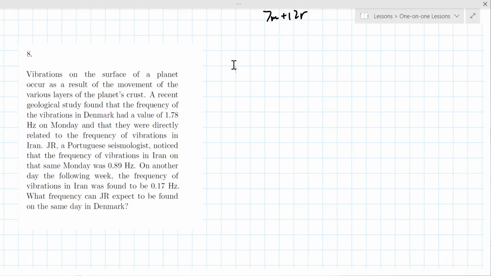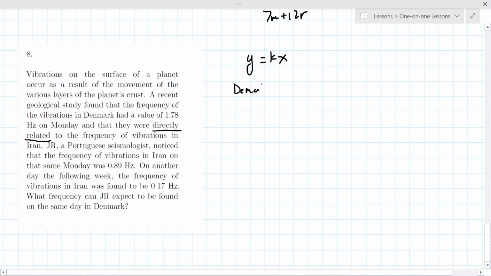How do you start this? The key word here is "directly related," and that's y equals kx. We can be more specific: it says Denmark is directly related to Iran. So it'd be 1.78 equals k times 0.89. Then we divide by 0.89.